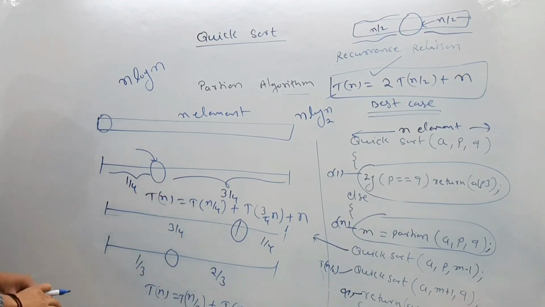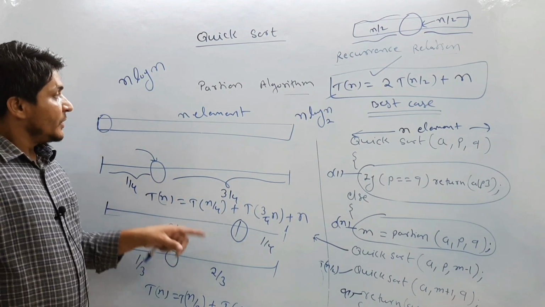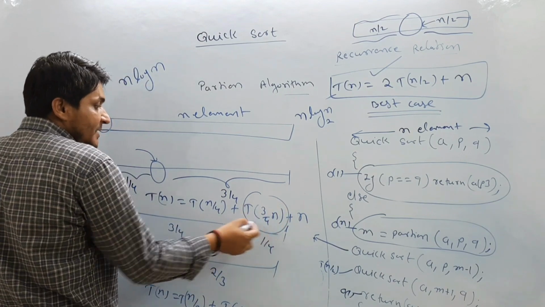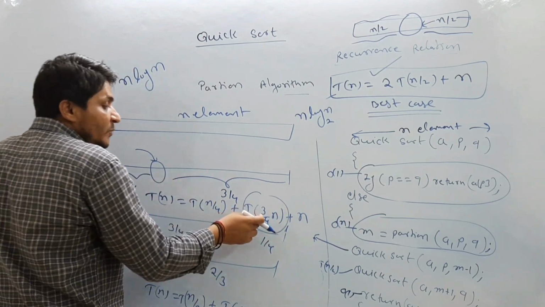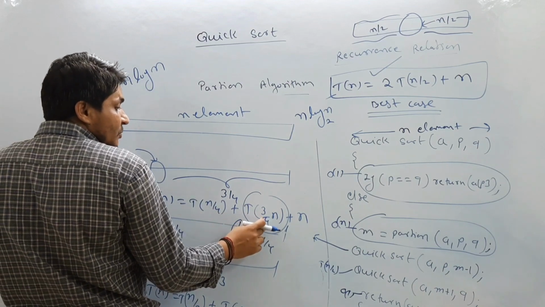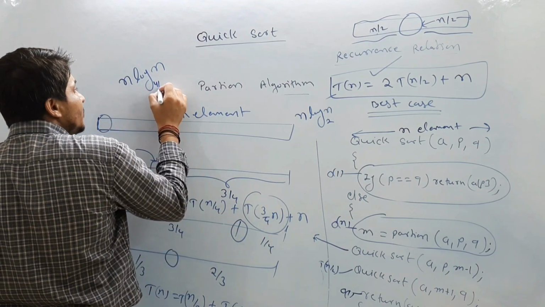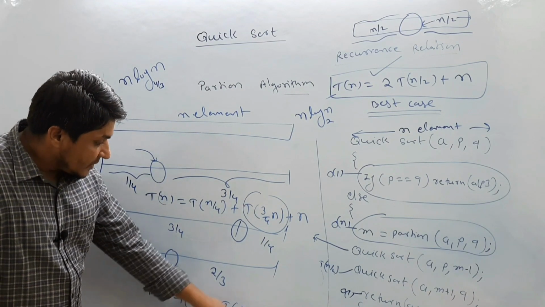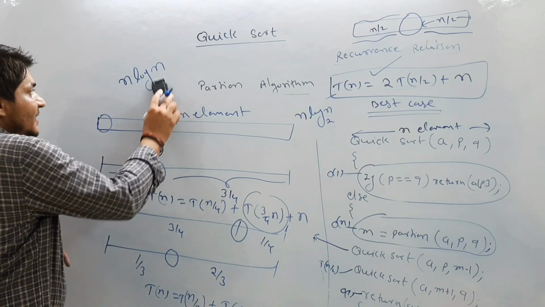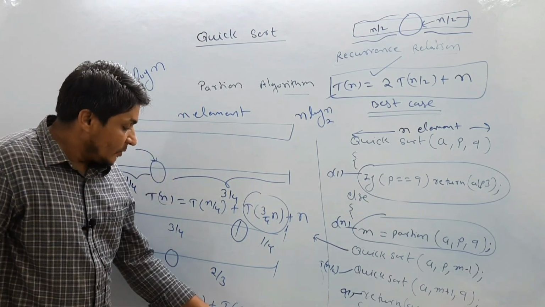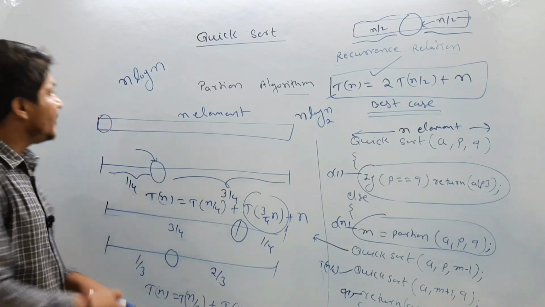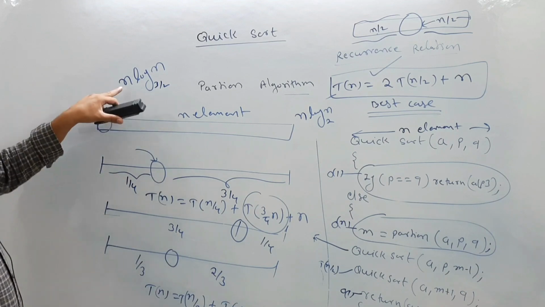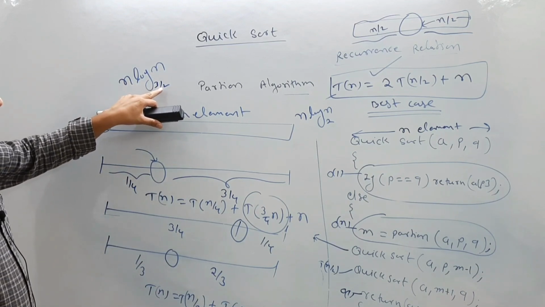In this case, what will the base be? The base is determined by which part is greater. Obviously this part is greater and this part is smaller. So what would be the base in this case? It is going to be 3 by 4, no, it is going to be 4 by 3 actually. For this particular case, again this is the greater part, so what would be the base? 3 by 2. So for this particular recurrence relation, the time complexity is going to be n log n with base 3 by 2.